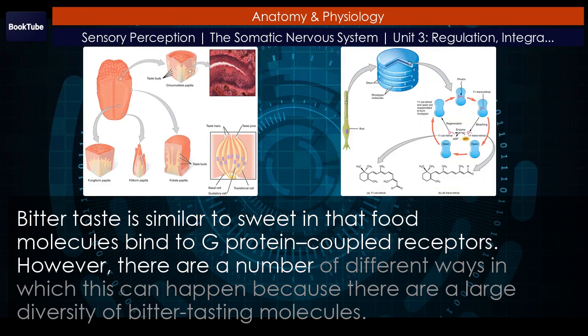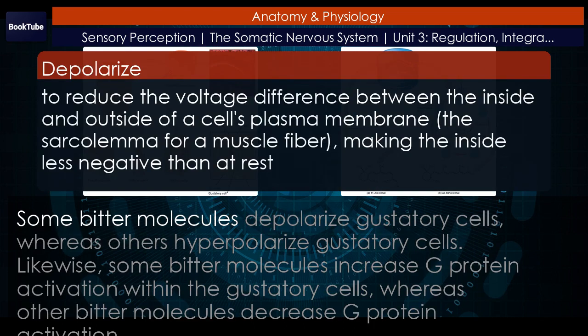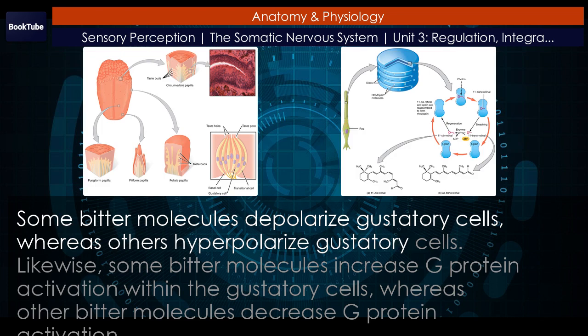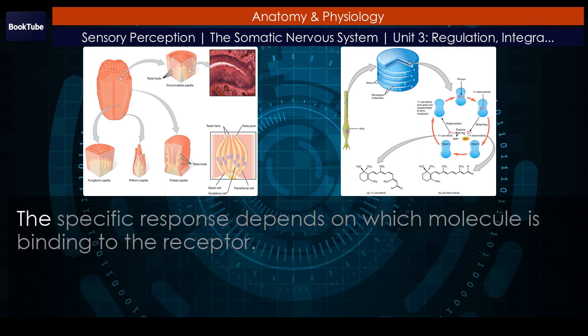However, there are a number of different ways in which this can happen because there is a large diversity of bitter tasting molecules. Some bitter molecules depolarize gustatory cells, whereas others hyperpolarize gustatory cells. Likewise, some bitter molecules increase G-protein activation within the gustatory cells, whereas other bitter molecules decrease G-protein activation. The specific response depends on which molecule is binding to the receptor.